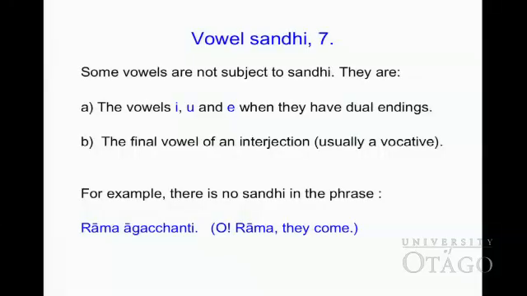The next one is the final vowels of an interjection, usually a vocative. For example, there is no Sandhi in the phrase Lama akachanti. Lama is nominative, vocative singular, masculine. You translate as O Lama, akachanti, they come. So this is rule number 7.